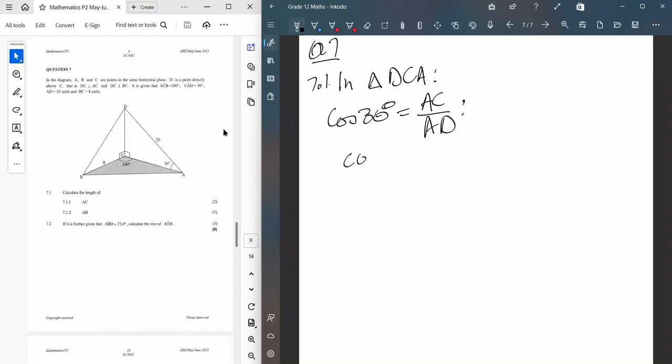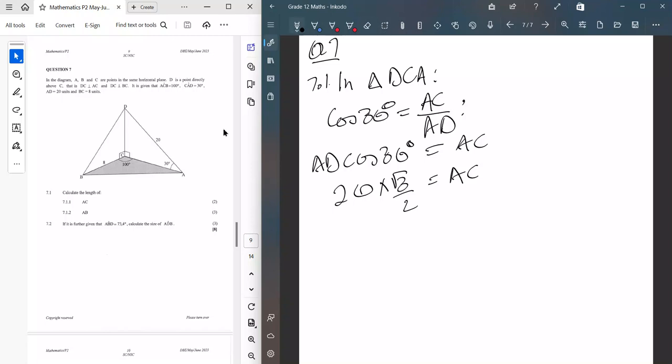So AD cos 30 degrees is equal to AC. What is AD? AD is 30. What is cos 30? It is root 3 over 2. Isn't it, guys? Is it 30 or 20? Oh, it's 20. All right. Thank you. It's 20.